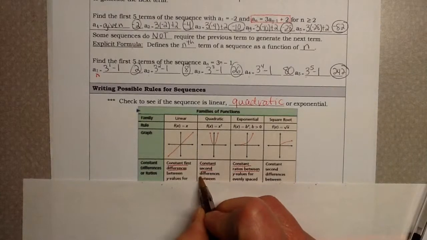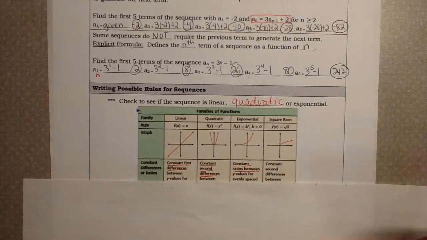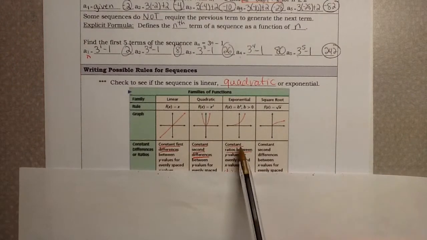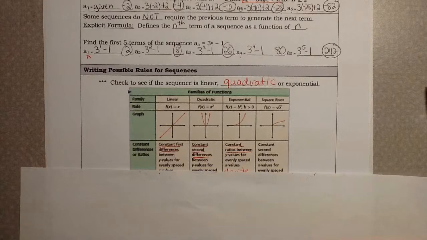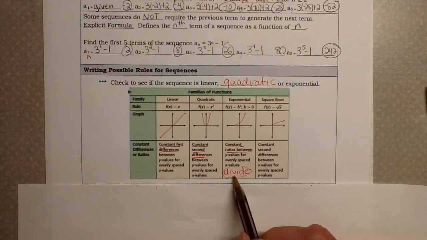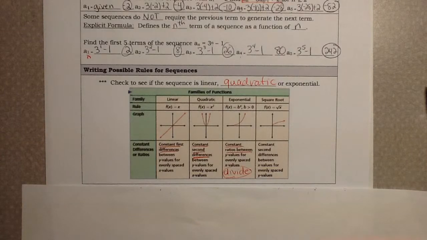Now, exponential functions, you can tell if it's an exponential function if there's a constant ratio between the values in the sequence. So when I say ratio, I mean you're going to divide. All right, let's try a couple of examples.